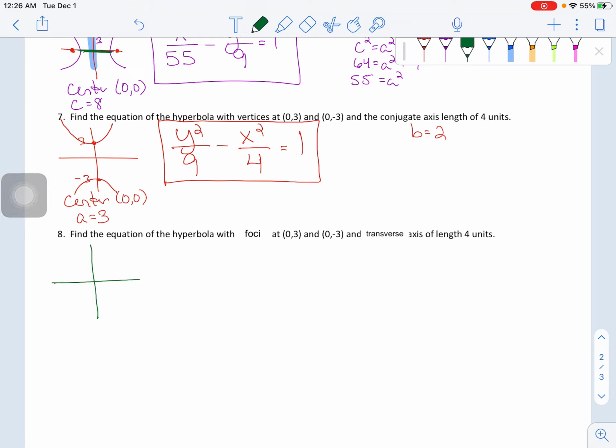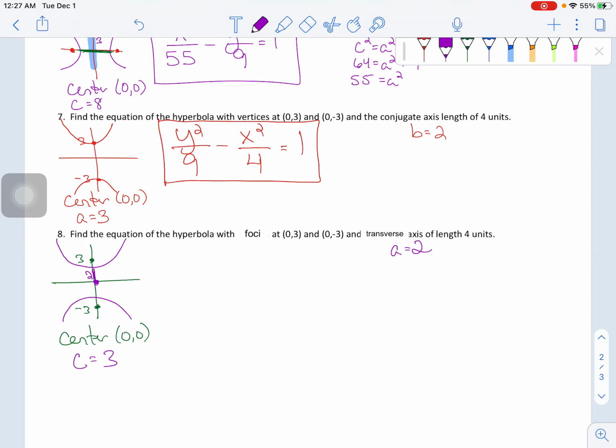Okay. So I'm always going to graph it first. So 0, 3, and 0, negative 3. So my center is going to be at 0, 0. And because these are the foci, I know that my curve is going to curve around them. Okay, something like this. And I'm given that the transverse axis length is 4 units. So I know A is equal to 2, right? Because we're going to cut that transverse axis in half. So from the center to here is 2 units. And I know my focal distance is 3.